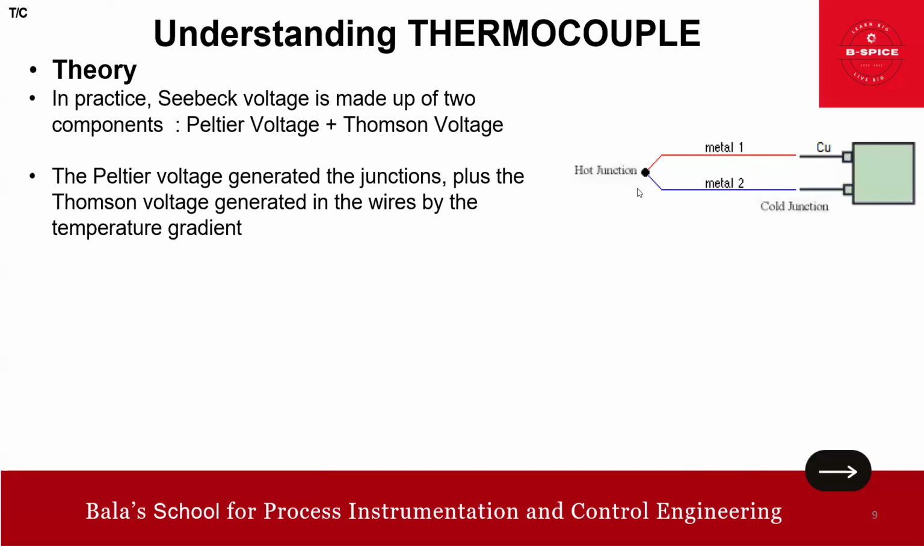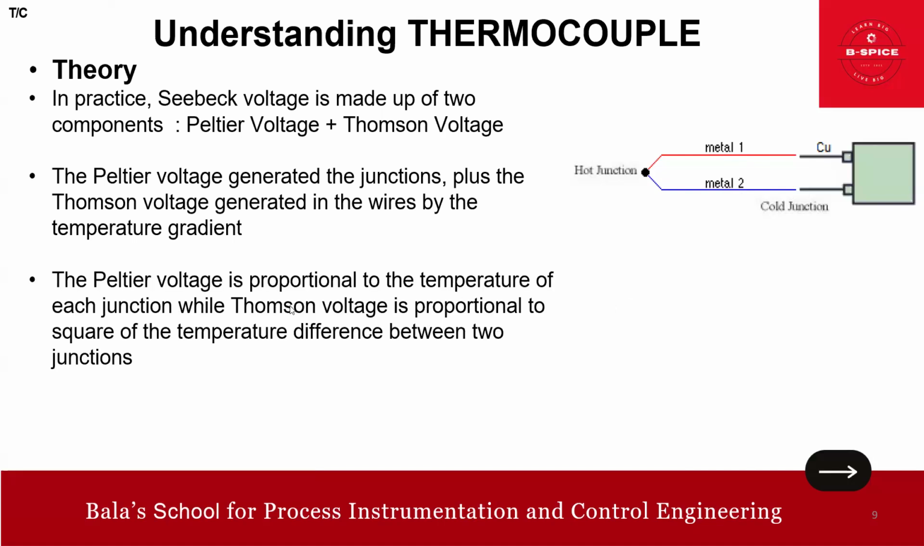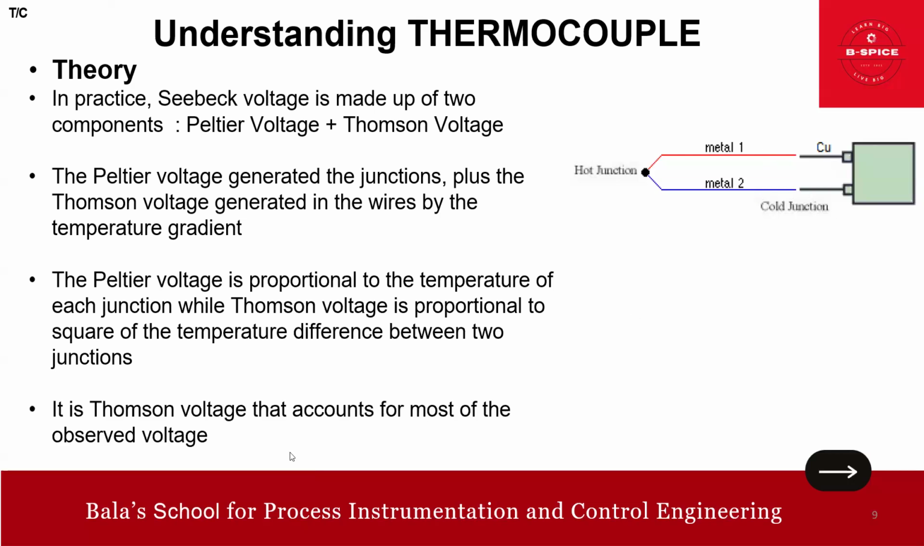Thomson voltage is generated in the wires by the temperature gradient. Okay. So the Peltier voltage is proportional to the temperature of each junction, while the Thomson voltage is proportional to the square of the temperature difference between two junctions. You got it? So Peltier here, Thomson is here. Okay. So it is the Thomson voltage that accounts for most of the observed voltage, isn't it?